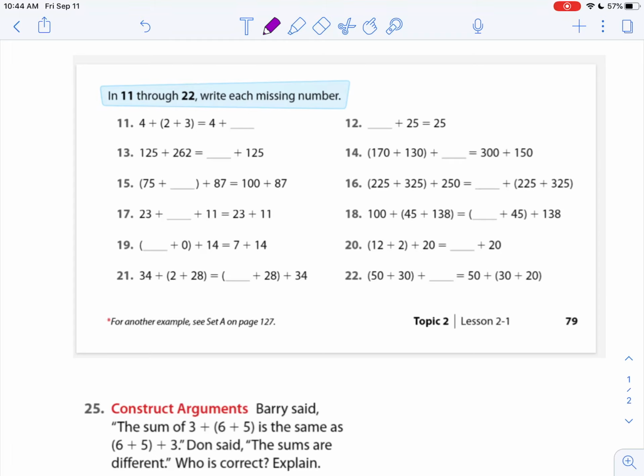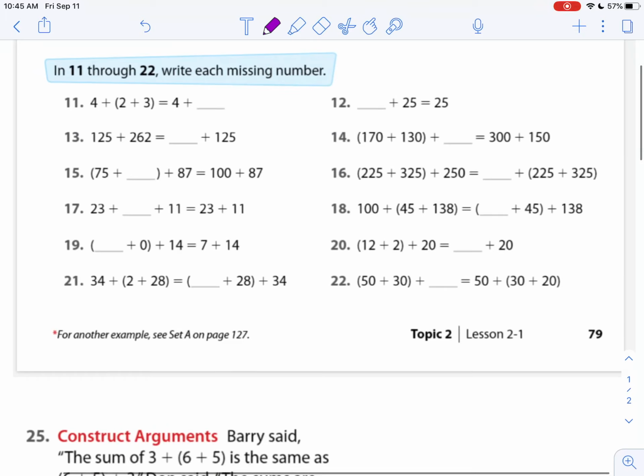Okay, let's do the bottom of page 79. You're going to do this with me, and we're just going to talk through some of these. We're not going to do them all, and then you're going to go do some by yourself later, okay? So looking at number 11, you see that on one side of the problem, we have 2 plus 3 plus 4. 2 plus 3 is 5, right? So the missing number over here would have to be 5. There's really no other way we can do that. It's just showing that. You put those together and you got 5.